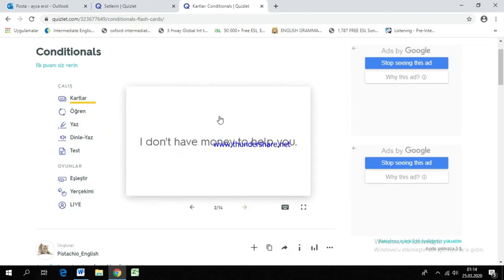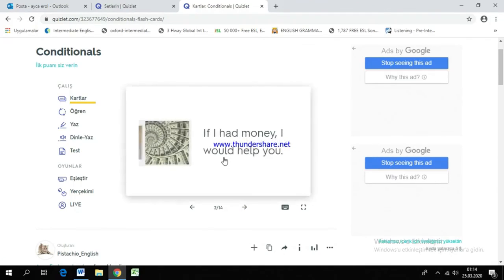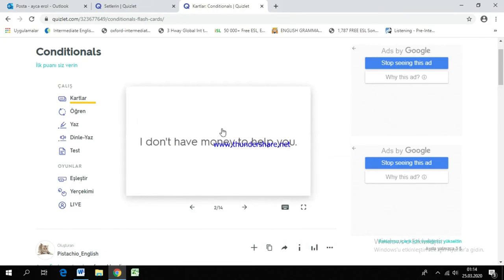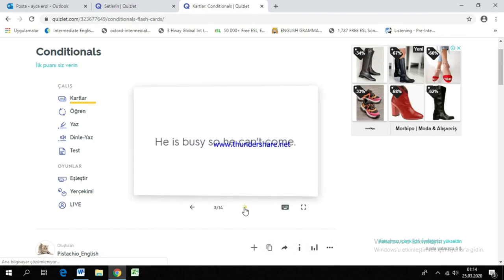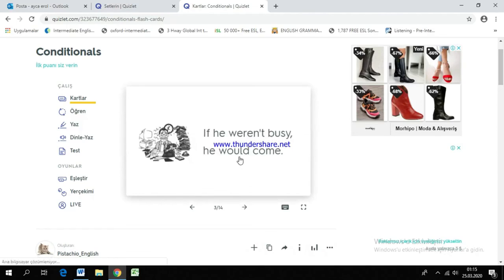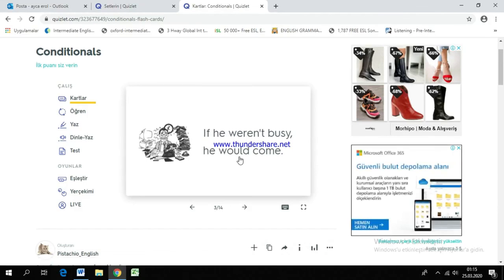So I found this quite useful for you to have a look. You can do it either way. So if I had money, I would help you. Either you give the explanation, I don't have money to help you, or you find the if clause version. So he's busy, so he cannot come. If he weren't busy, he would come.